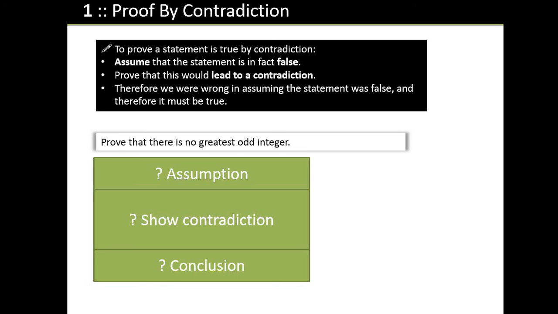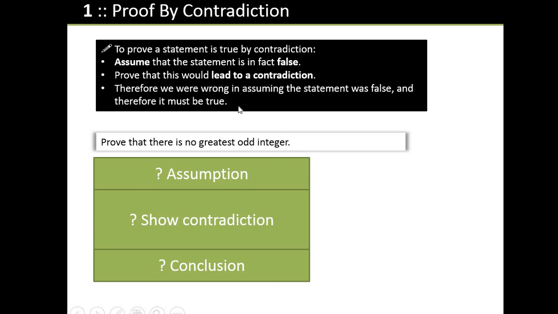Okay, so let's look at the structure of a proof by contradiction. To prove a statement is true by contradiction, first of all, we assume that the statement is in fact false. Prove that this would lead to a contradiction. So it ends up being complete gobbledygook and it doesn't make any sense, and you end up proving the opposite. It's not quite the opposite. Therefore, we were wrong in assuming the statement was false, and therefore it must be true.